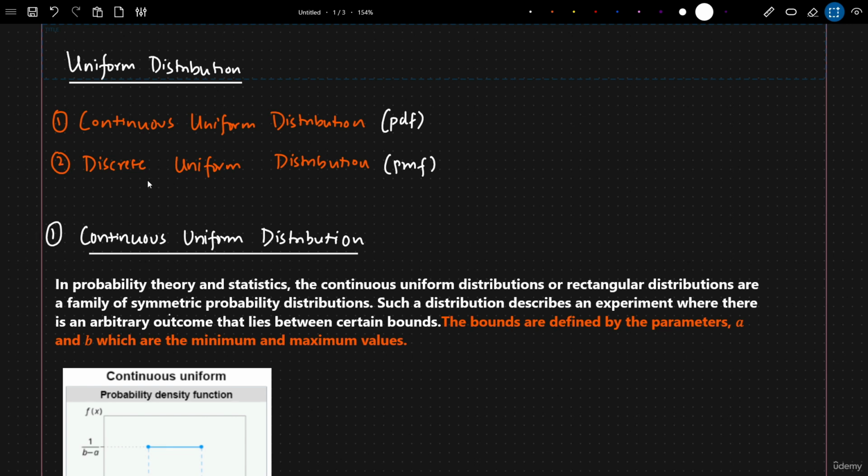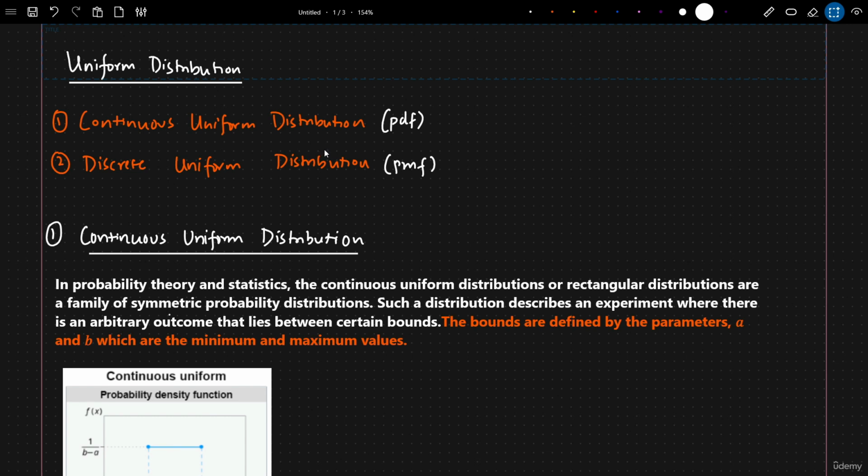Similarly, the second type is called the discrete uniform distribution. Since the name is discrete, over here you have a discrete random variable, so we specifically use a probability mass function. Now in this video, we will go in depth and try to understand the continuous uniform distribution.